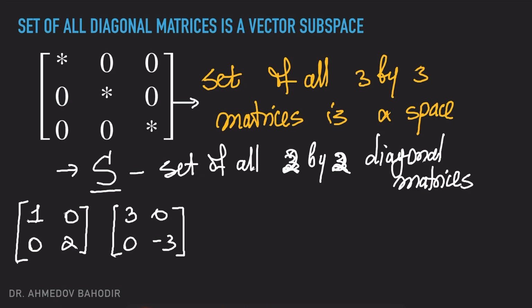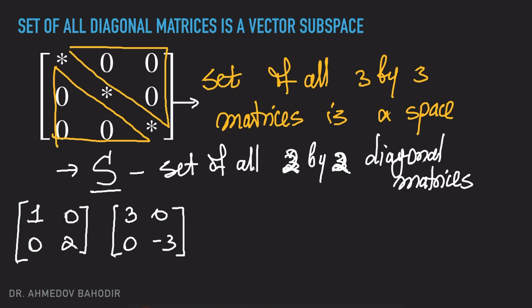What is the definition of a diagonal matrix, by the way? The definition is that all of the components below and above the diagonal should be equal to 0. So here you need to have a 0, and here you need to have a 0. Please note that for a diagonal matrix, we don't put constraints on the diagonal elements. The diagonal elements can be any numbers, even zeros. But the main condition is that all the entries below and above the diagonal should be 0.